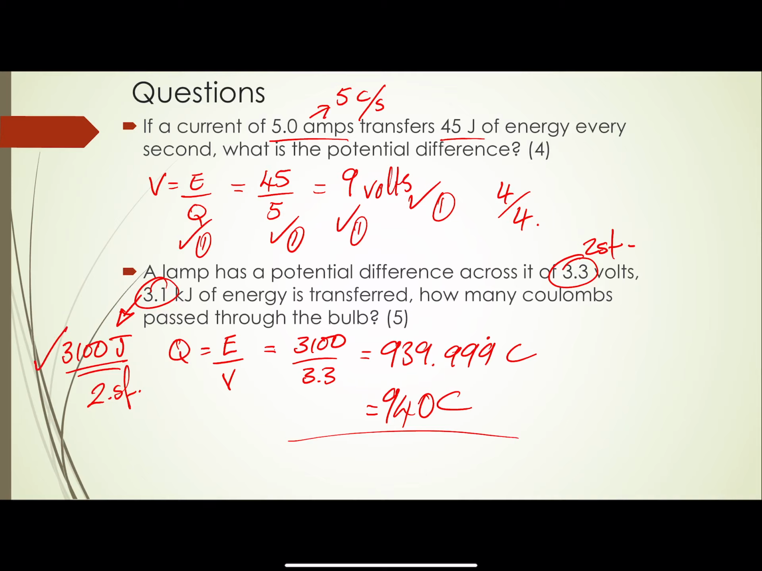The first mark is for changing to the correct units. The second mark is available for the equation that we're going to use. The third mark is substituting the numbers in the correct place. Fourth mark is the correct answer to the correct number of significant figures. And the 5th mark is for the correct units at the end.